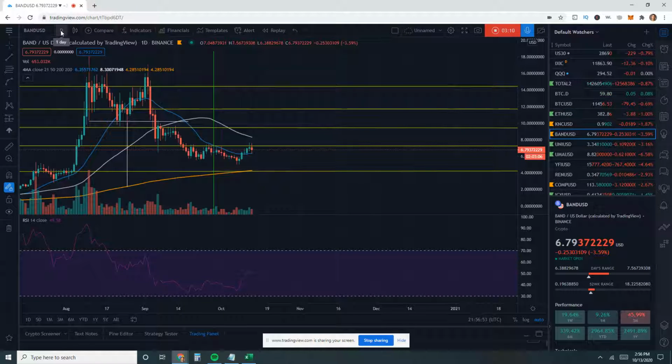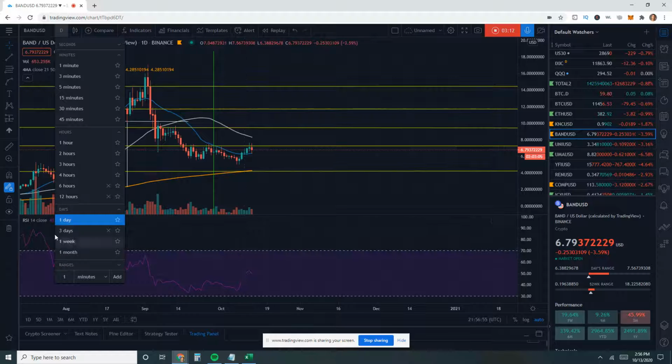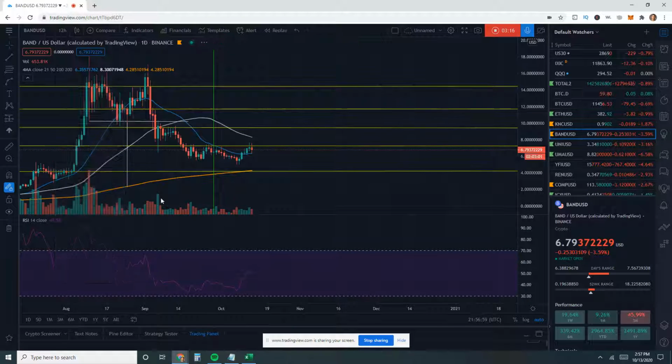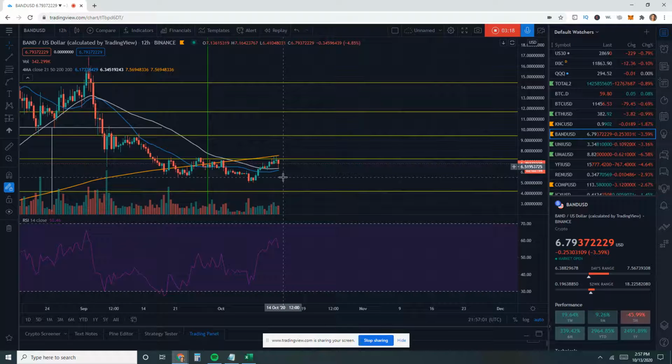Now, let's see if we can look for any other confirmations that this market's turning around for BAN. We have not closed on top of the 12-hour 50 moving average, which is the white line here. So that is another confirmation that we may be turning around. And we got rejected at the 12-hour 200 moving average, which is the orange line.